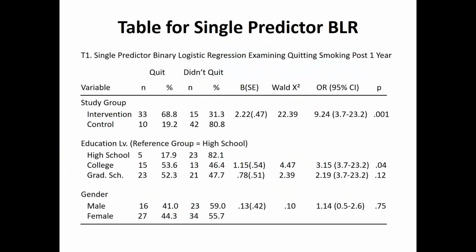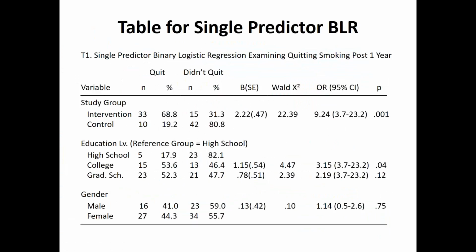Now you'll notice one of the things we did in the table here is we put the cross tabulation. Right? So on the left side of the table, we have the actual numbers and percentages of the intervention and control group that quit and didn't quit. Right? So that's the information from the chi-square. Very interesting. So that's where we have our yes column, where the intervention 68.8% quit, right? That first column there. And the control only 19.2% quit. So we have all that information.